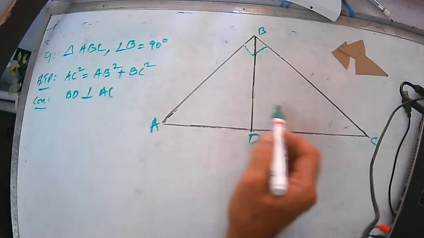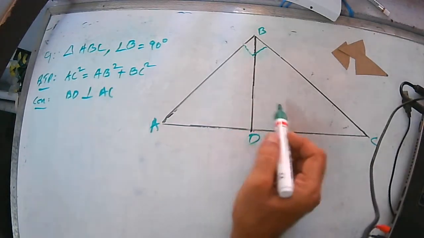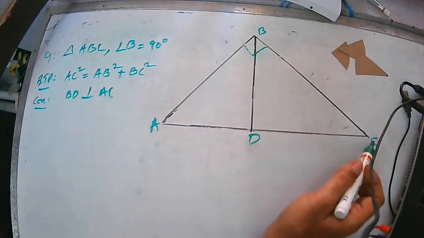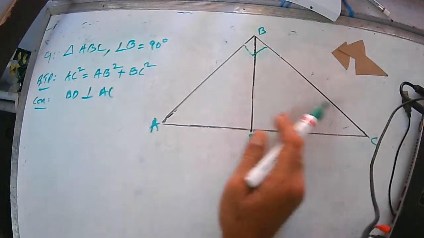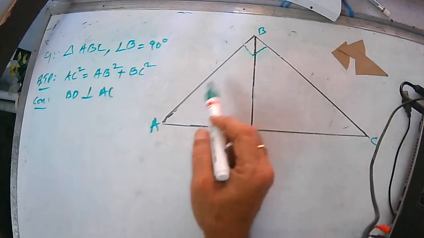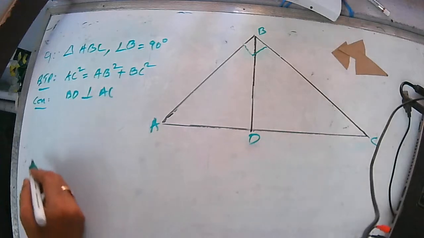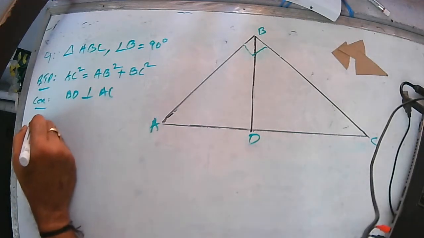So on either side of the perpendicular, two triangles are formed. One is triangle ABD and the other is triangle BDC. We are going to prove that these two are similar to the given triangle ABC. Look here how. Now the proof.